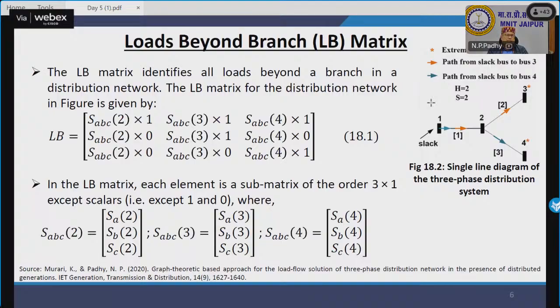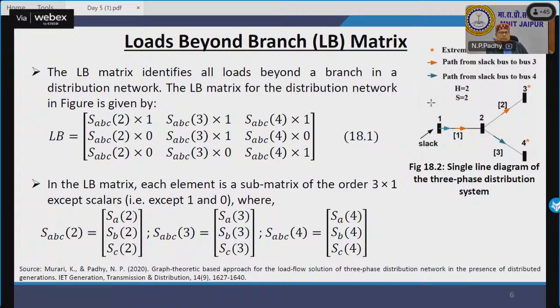Now the moment I say S_abc2, it is nothing but the three complex powers Sa, Sb, Sc. S_abc3 is again Sa, Sb, Sc, and 4 means Sa, Sb, Sc. So one is going to be the slack bus, and 2, 3, and 4 are the three different buses. For each bus, I will experience a complex power. At bus number 2, I will have Sa2, Sb2, Sc2. At bus number 3, I will experience Sa3, Sb3, Sc3. At bus number 4, I will experience Sa4, Sb4, Sc4.